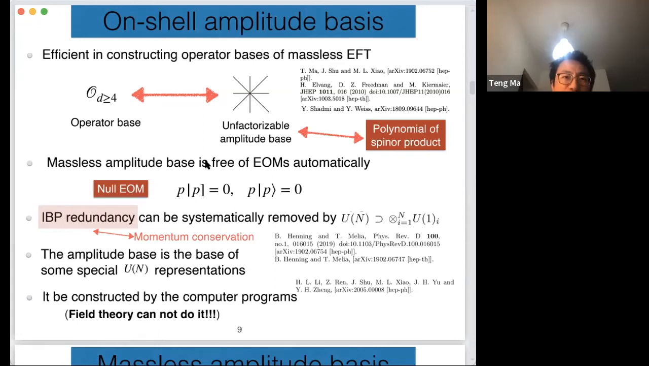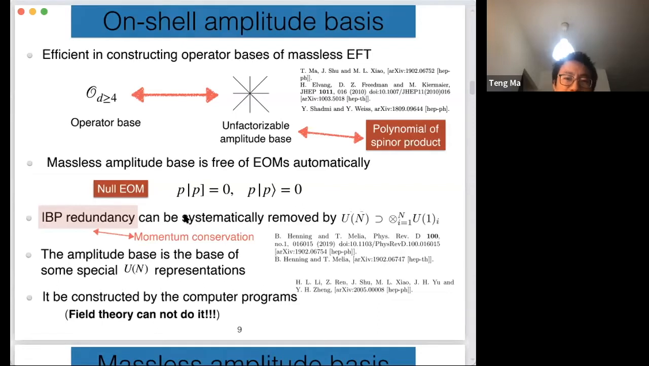So now in order to construct the complete set of operator basis, we can first construct the amplitude basis and then map them into the operator basis. Massless amplitude basis construction is more efficient. First, since the massless spinor equation of motion is very trivial, any non-zero massless amplitude basis is automatically free of the equation of motion redundancy.